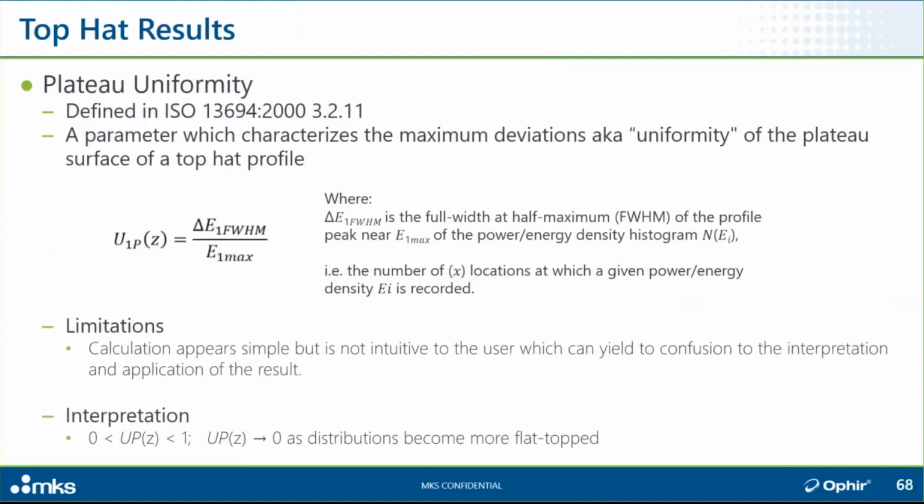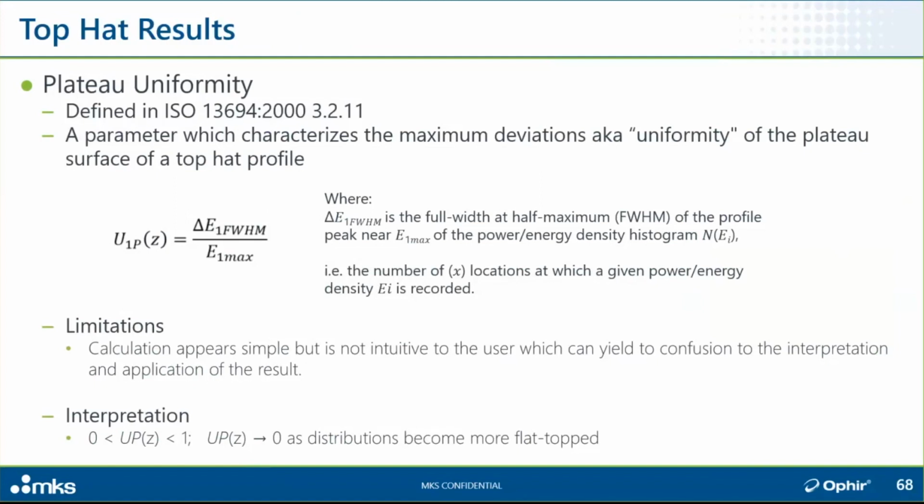The third result, which characterizes the top of a top hat, would be plateau uniformity. This is probably the one that I see used most often. This is defined in ISO 13694, and it's a really good method. It seems intuitive at first glance, but it turns out it's not. It's kind of a confusing result in the way that you calculate it. Sometimes we see a lot of confusion from people using this, where they thought it was doing one thing and it's really calculated much differently.